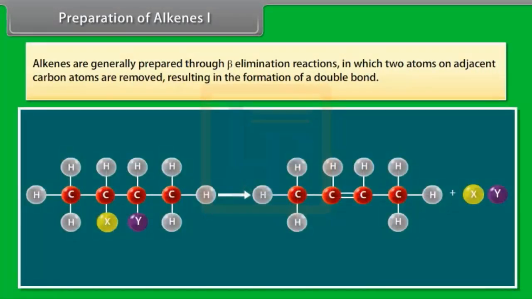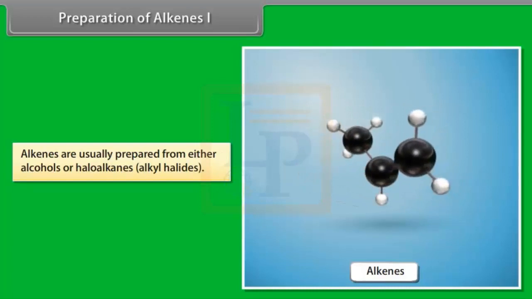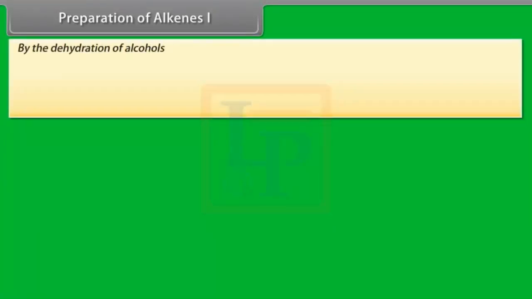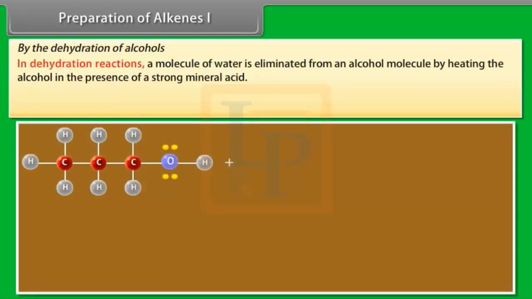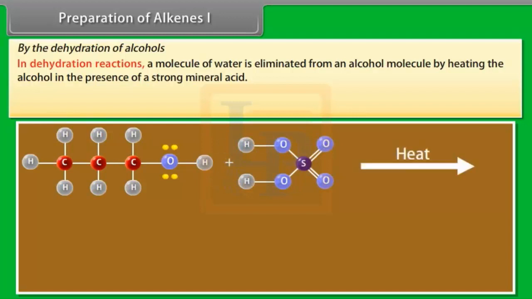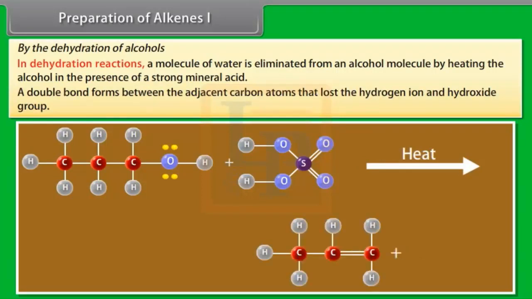Preparation of alkenes Part 1. Alkenes are generally prepared through beta elimination reactions, in which 2 atoms on adjacent carbon atoms are removed, resulting in the formation of a double bond. Alkenes are usually prepared from either alcohols or haloalkanes, alkyl halides, by the dehydration of alcohols. In dehydration reactions, a molecule of water is eliminated from an alcohol molecule by heating the alcohol in the presence of a strong mineral acid. A double bond forms between the adjacent carbon atoms that lost the hydrogen ion and hydroxide group.